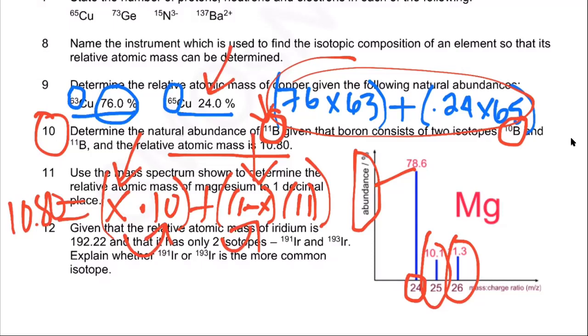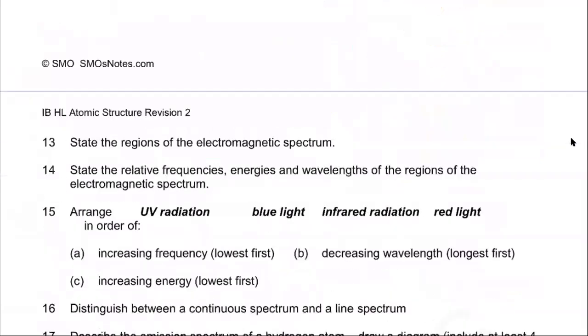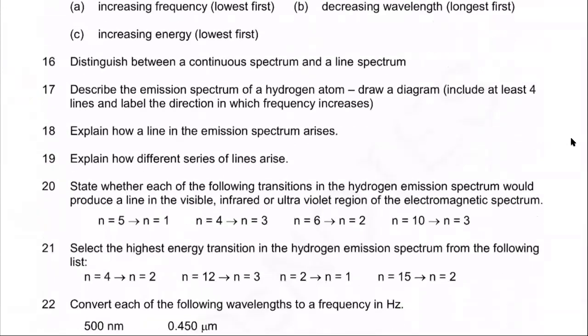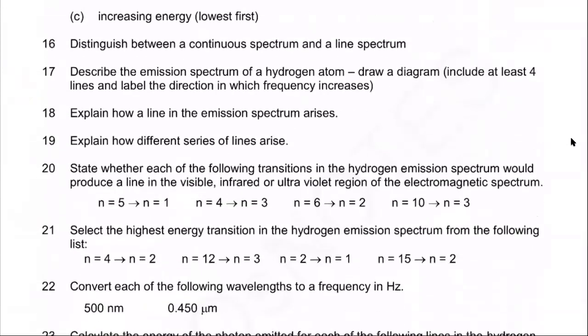All right. Now it's going into the second part of the SL where we kind of started talking about light, electromagnetic spectrum. So like frequency, energy, and wavelength, how are those related? How are my different types of light arranged by increasing or decreasing on one of the properties, frequency, wavelength, or energy? Continuous and line spectrum, what do they look like? What do they mean? What do they tell us?